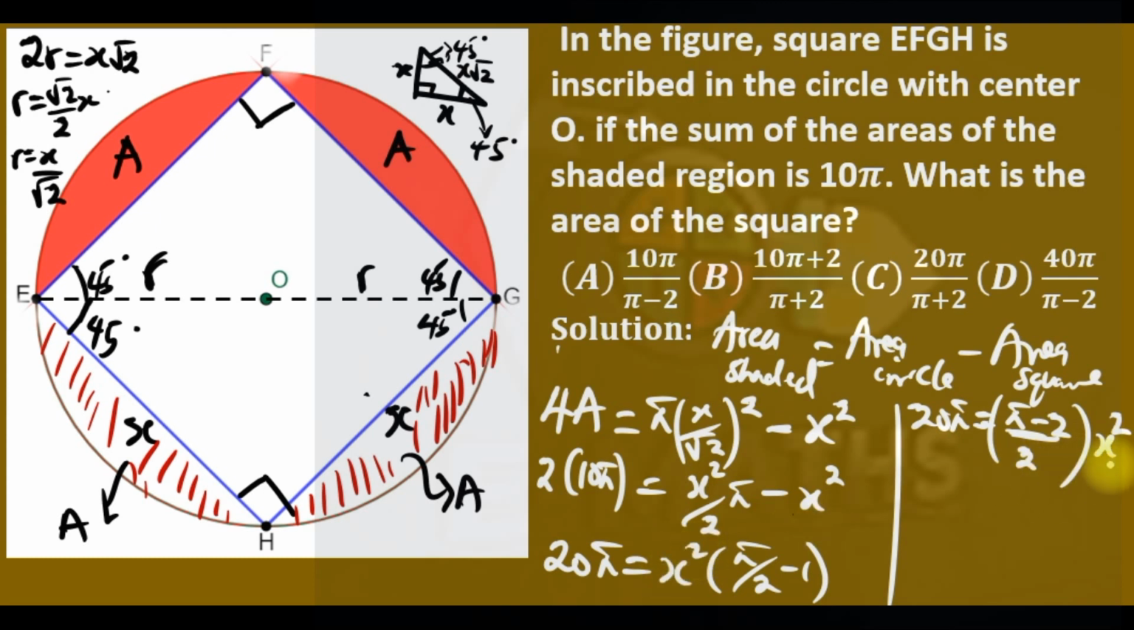Now for this x squared, we cross multiply. So we have 40 pi over pi minus 2 is equal to x squared, which is the area of the square. The area of the square, because the side is x, so the area is x squared. That's what we are asked to find. The answer is option D. So it's a very tricky question, option D.